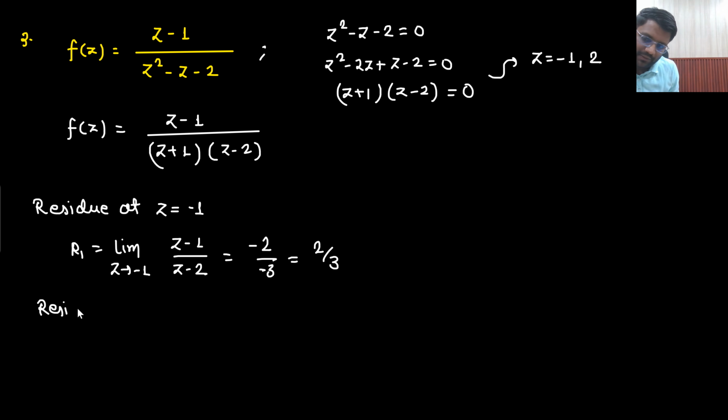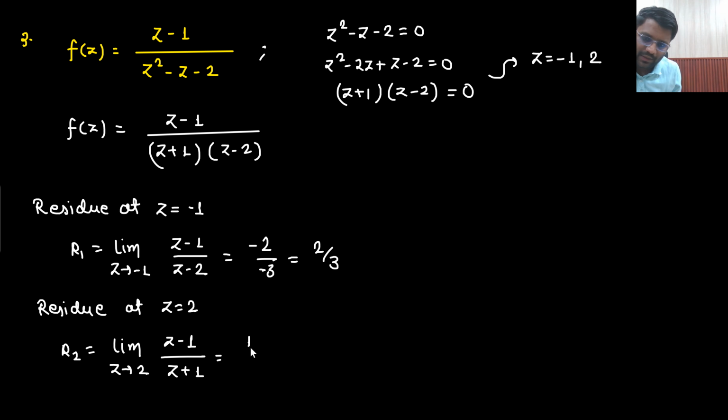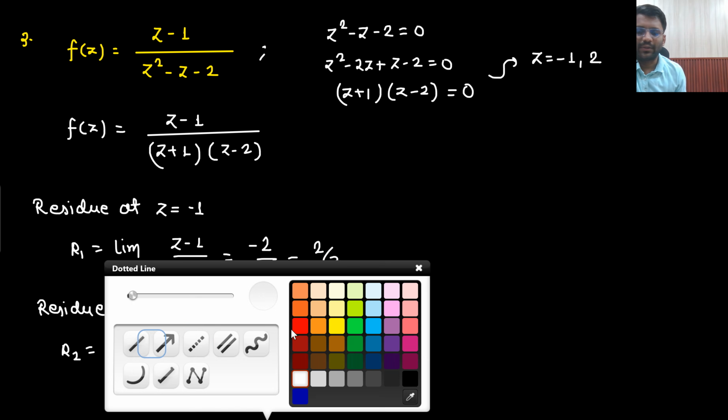Now residue at z equals 2. So limit z tending to 2. Who is creating the problem? This factor, (z minus 1) upon (z plus 1). Put 2 here, 1 by 3. That's the answer.